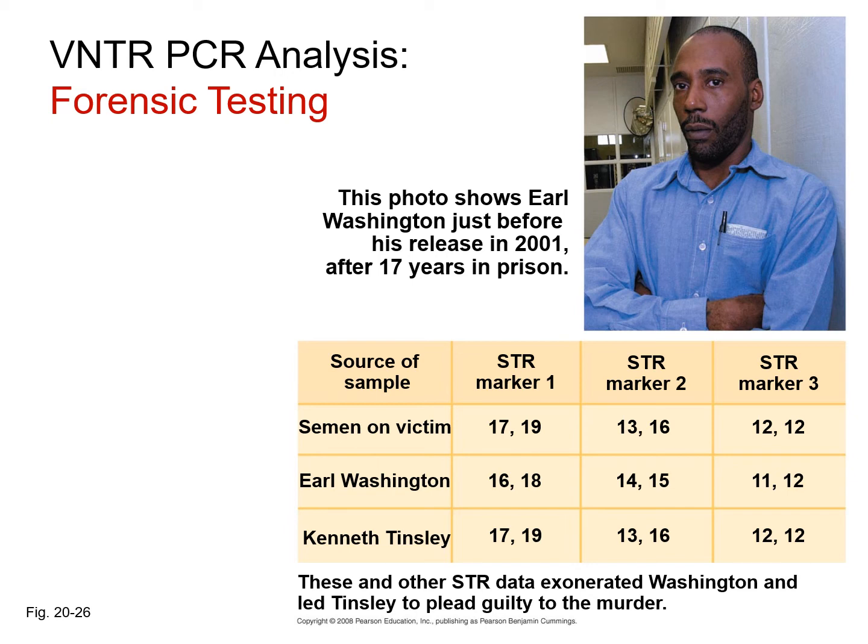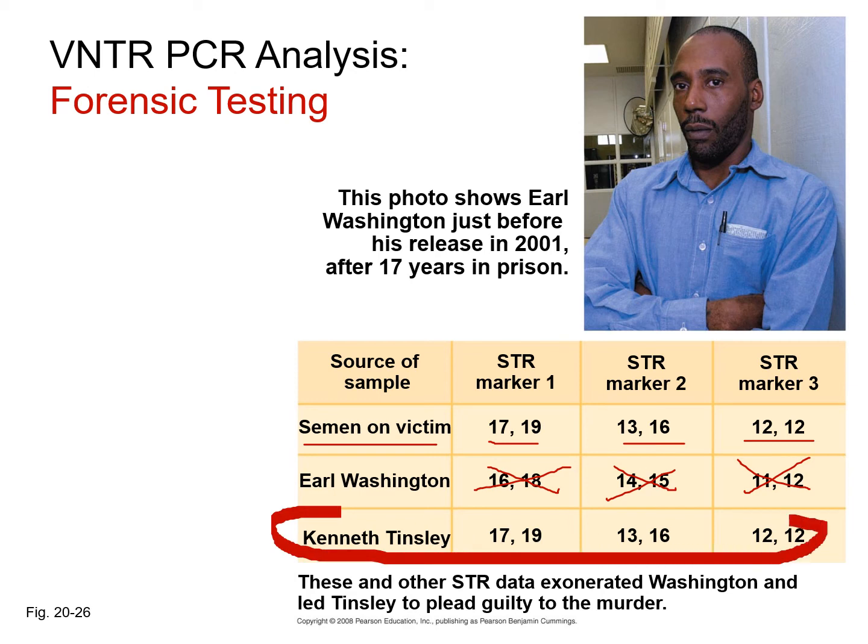And notice they had a chance to look at the DNA evidence. In this case, they're looking at semen on the victim, and they're looking at 3 markers. So here are the sizes, 17, 19, 13, 16, 12, and 12. They looked at Earl Washington, no match, no match, no match. Then they took a look at a second suspect, and this guy turned out to match perfectly, and so they released Earl and arrested Kenneth.